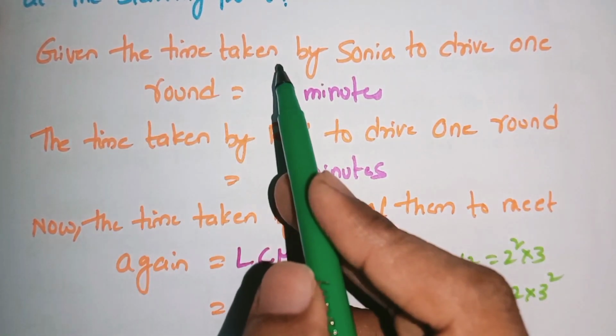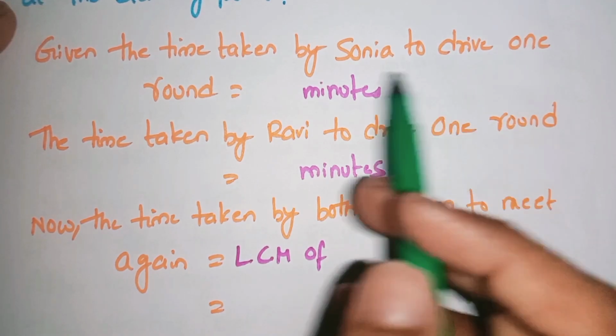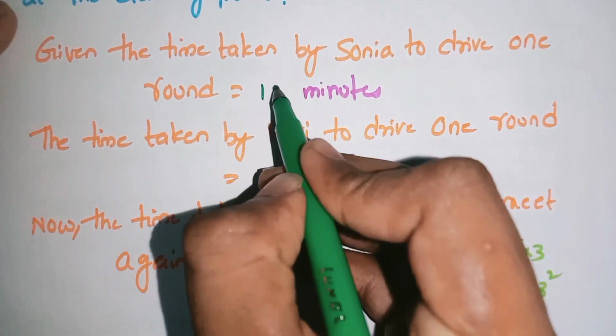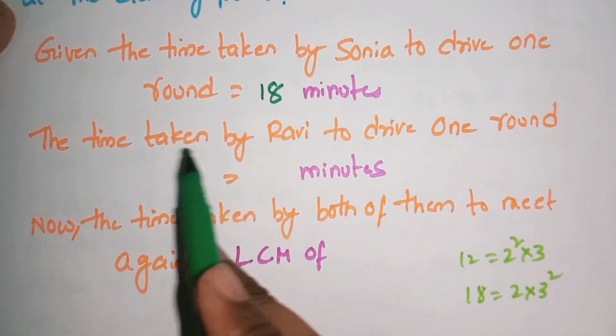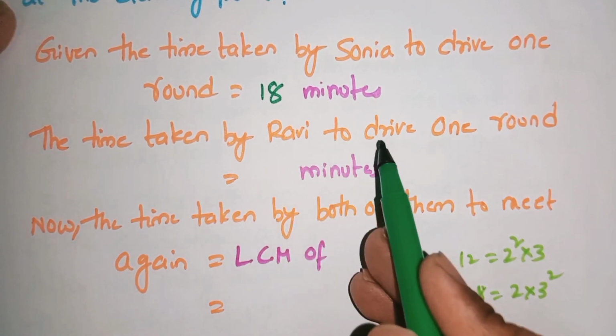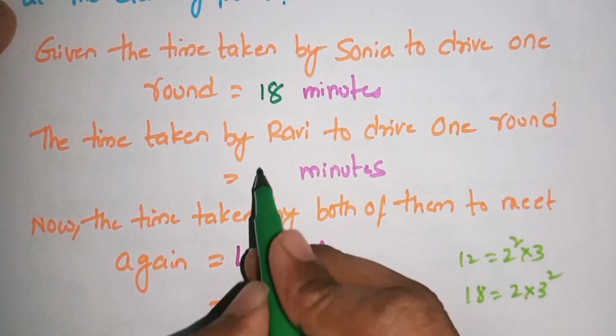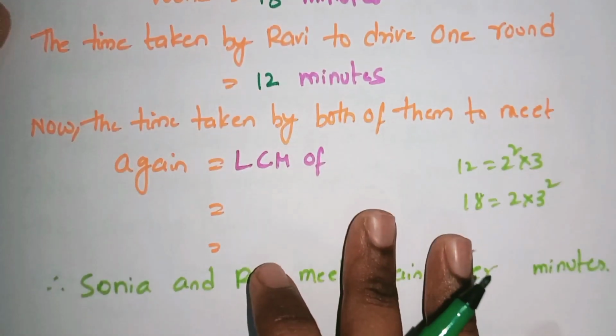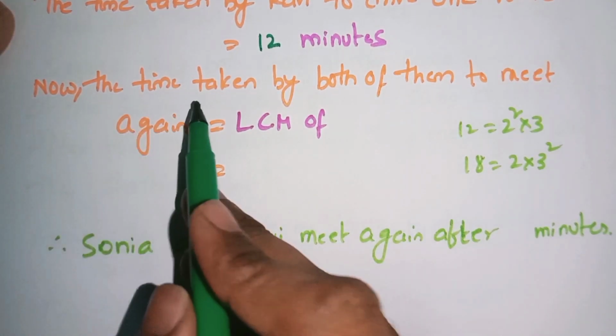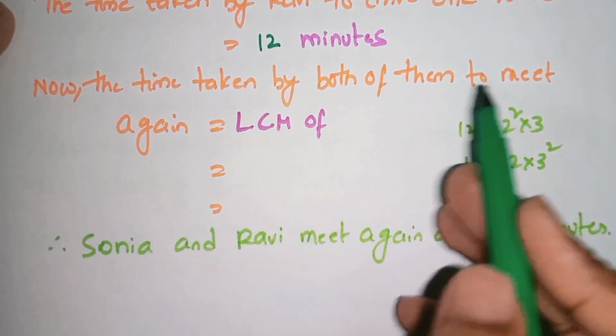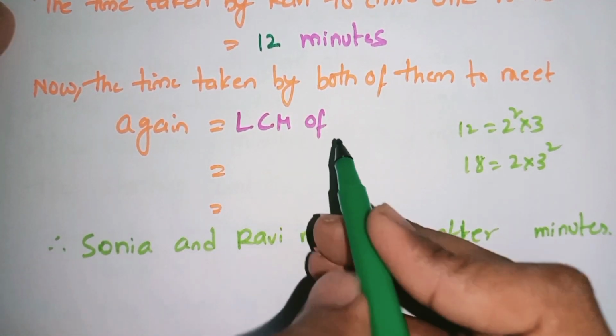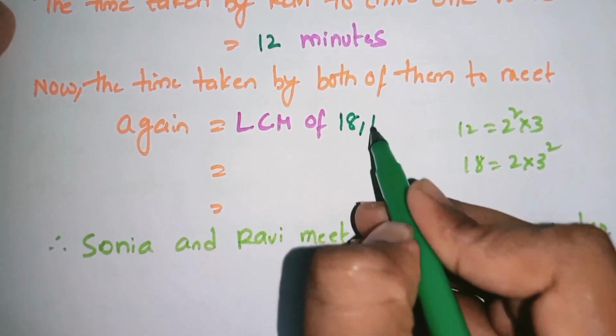Given the time taken by Sonia to drive one round of the field is 18 minutes, and the time taken by Ravi to drive one round is 12 minutes. Now, the time taken by both of them to meet again is simply the LCM of 18 and 12.